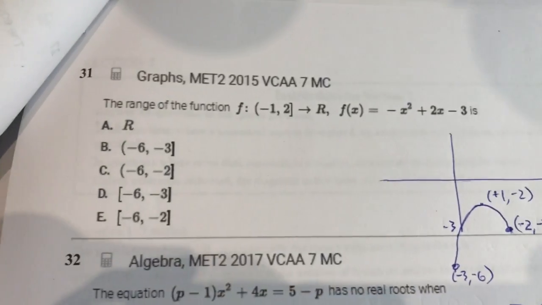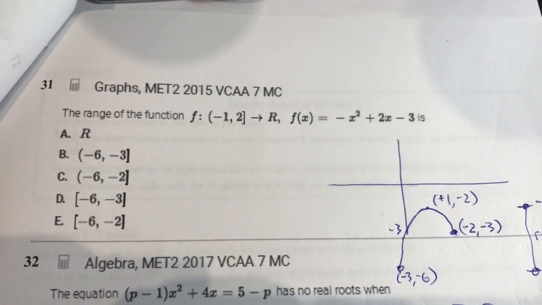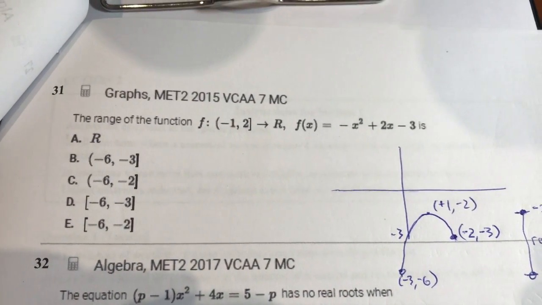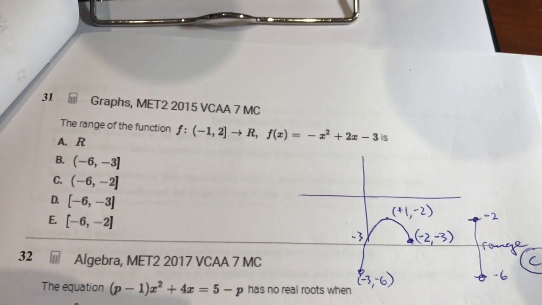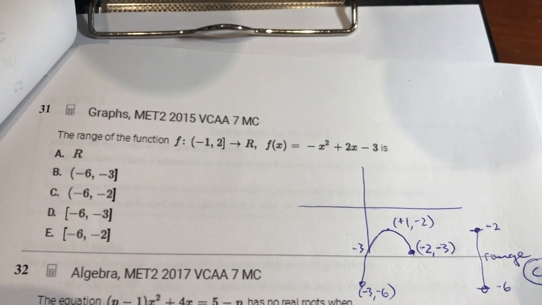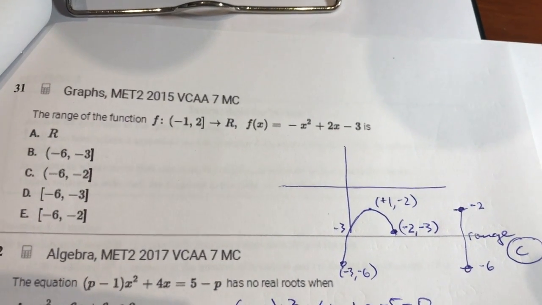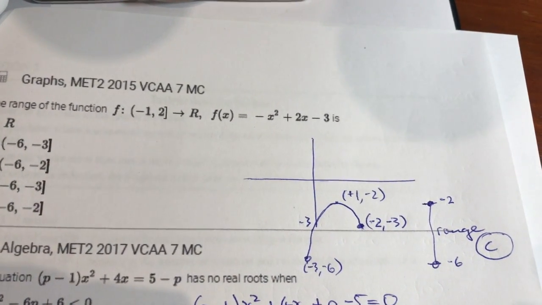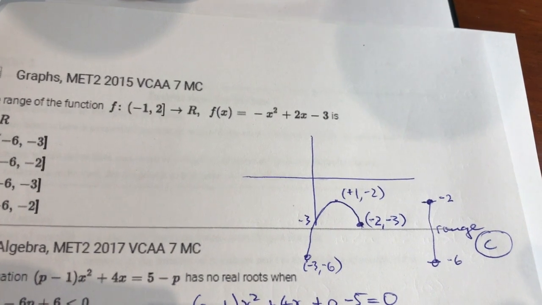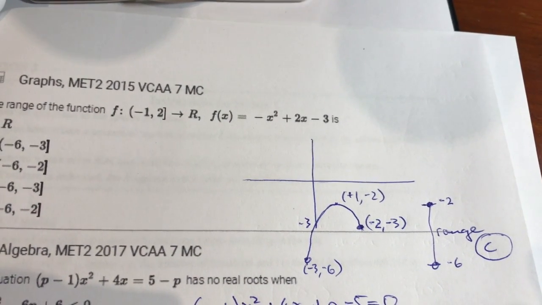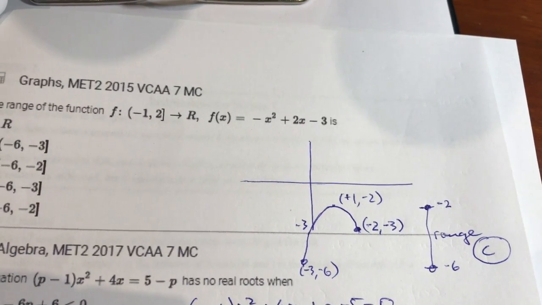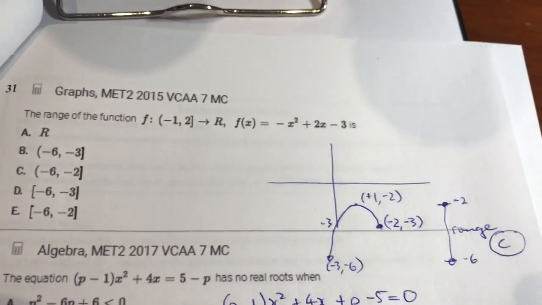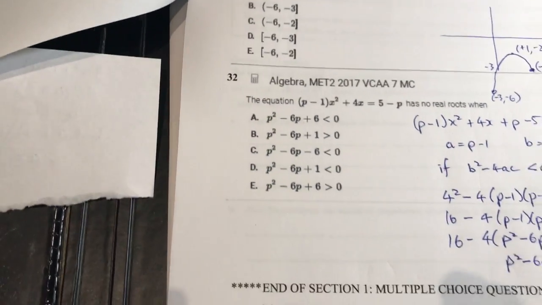Question 31. We've got the range of this function. So I'll draw a quick sketch of it there. You can of course just plug it into your CAS calculator and it'll sketch it for you. You've got -6 as the lowest point in the range, and the highest point is that maximal value at the turning point, which is -2. So the correct answer is C.